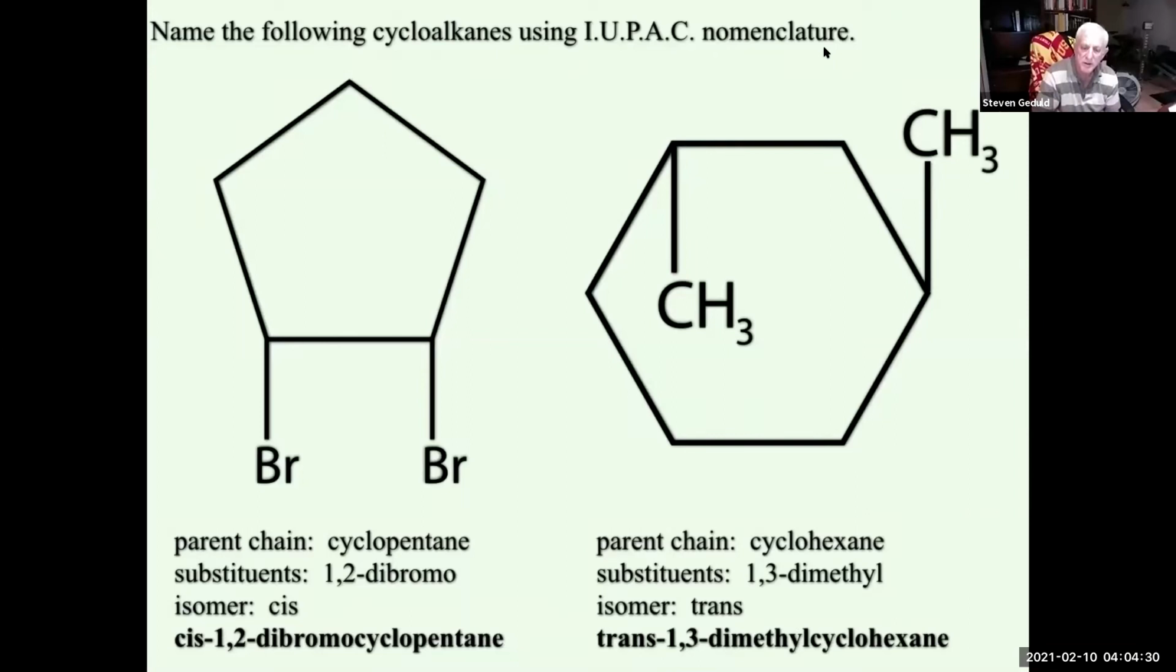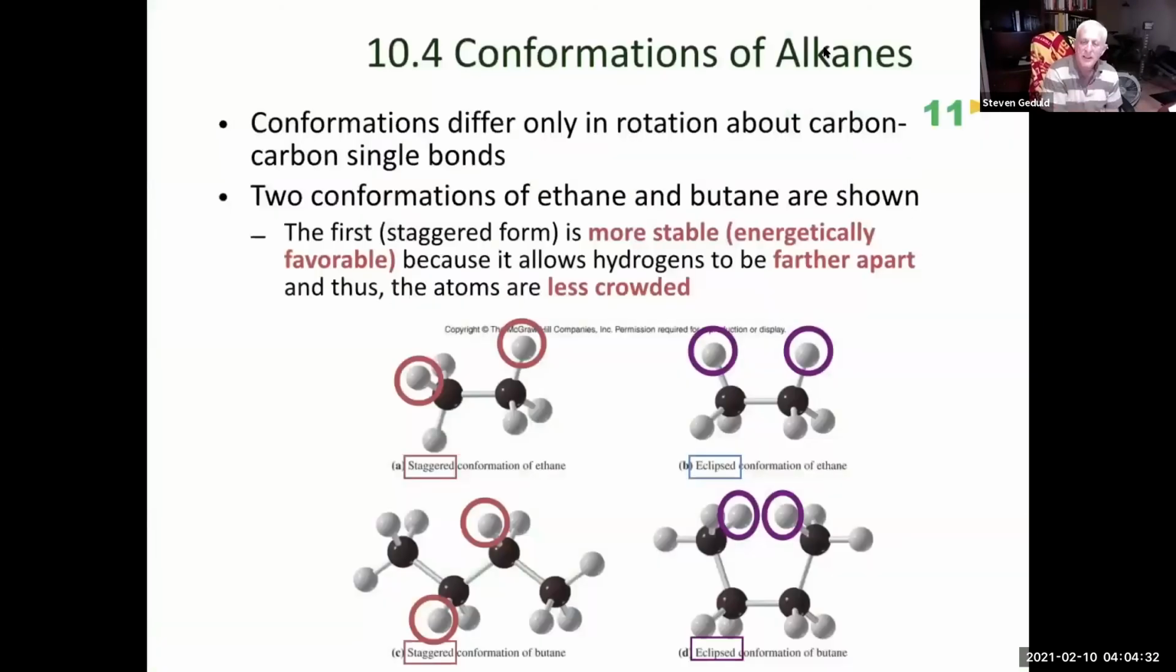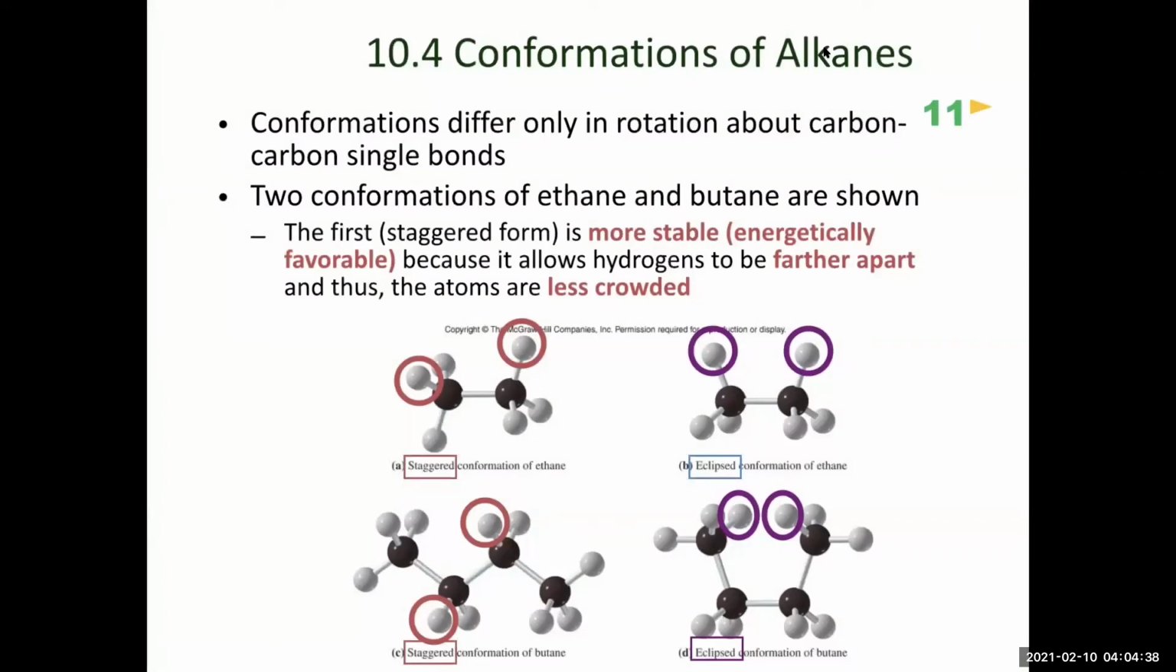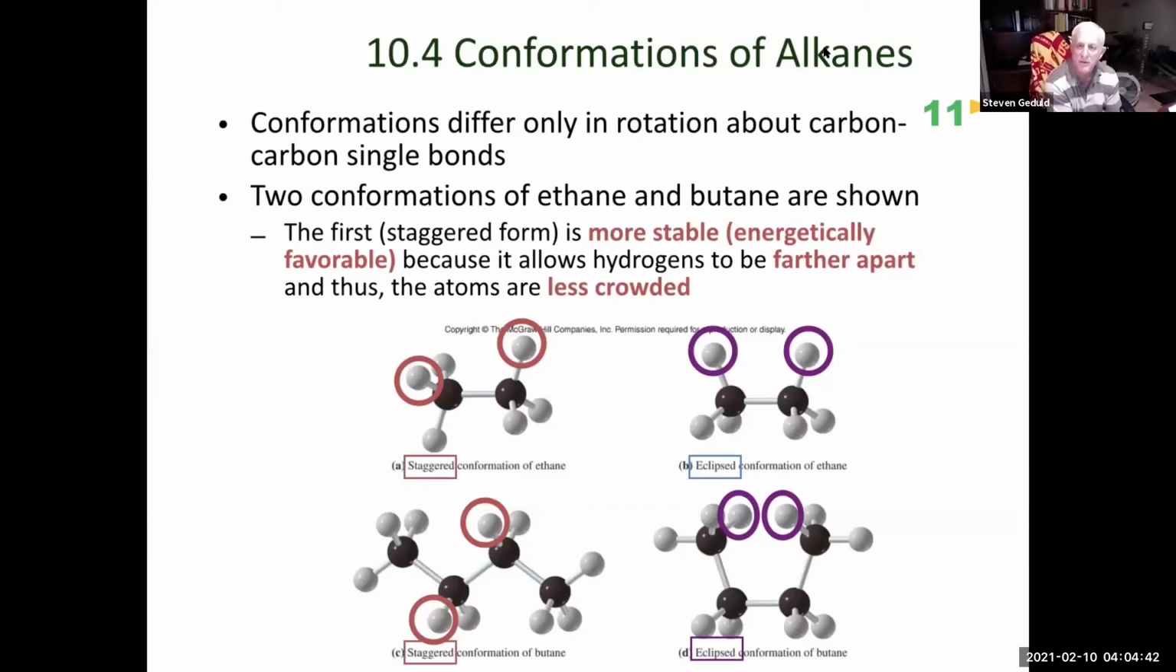Perfect. All right. Now, a little different subject. This is again back to alkanes. They have free rotation in space. They can move around, which can make different shapes, different what are called conformations of alkanes. Conformation is different only in the rotation about the carbon-carbon single bond.